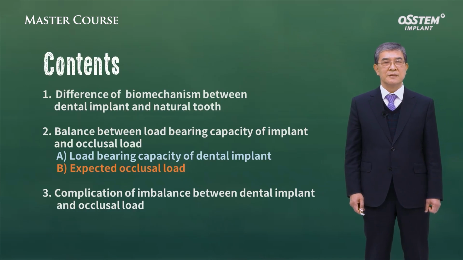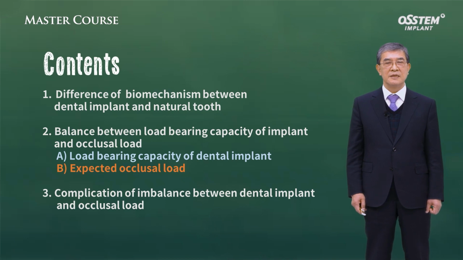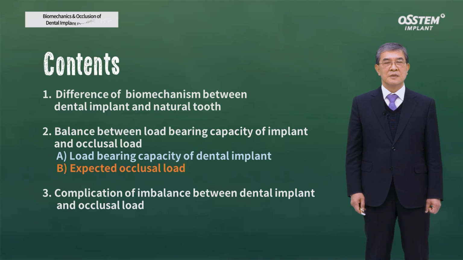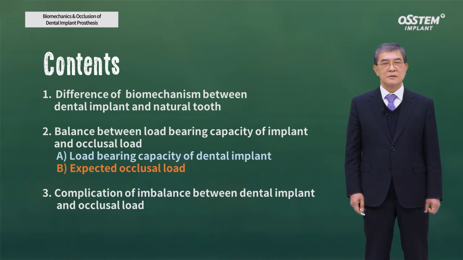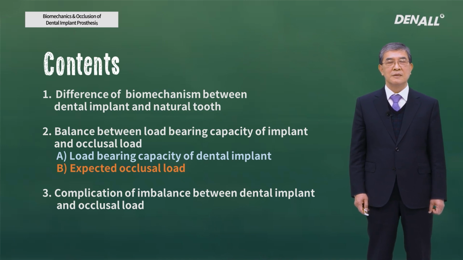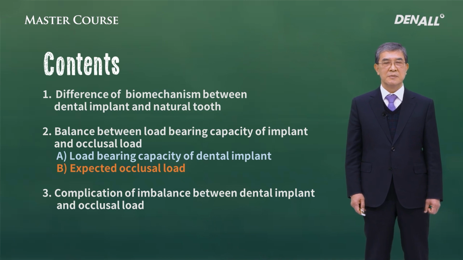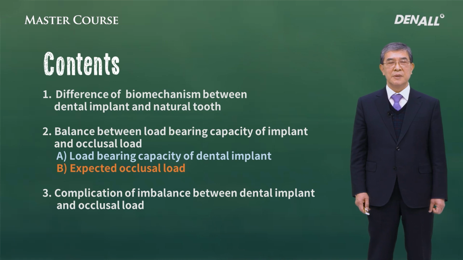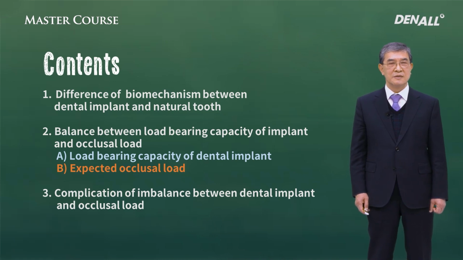First, I'm going to talk about difference of biomechanism between dental implant and natural tooth. Second, balance between load-bearing capacity of implant and occlusal load. I'm going to talk about how to achieve balance between that. Finally, when there is imbalance, I'm going to talk about what kind of complications there could be.